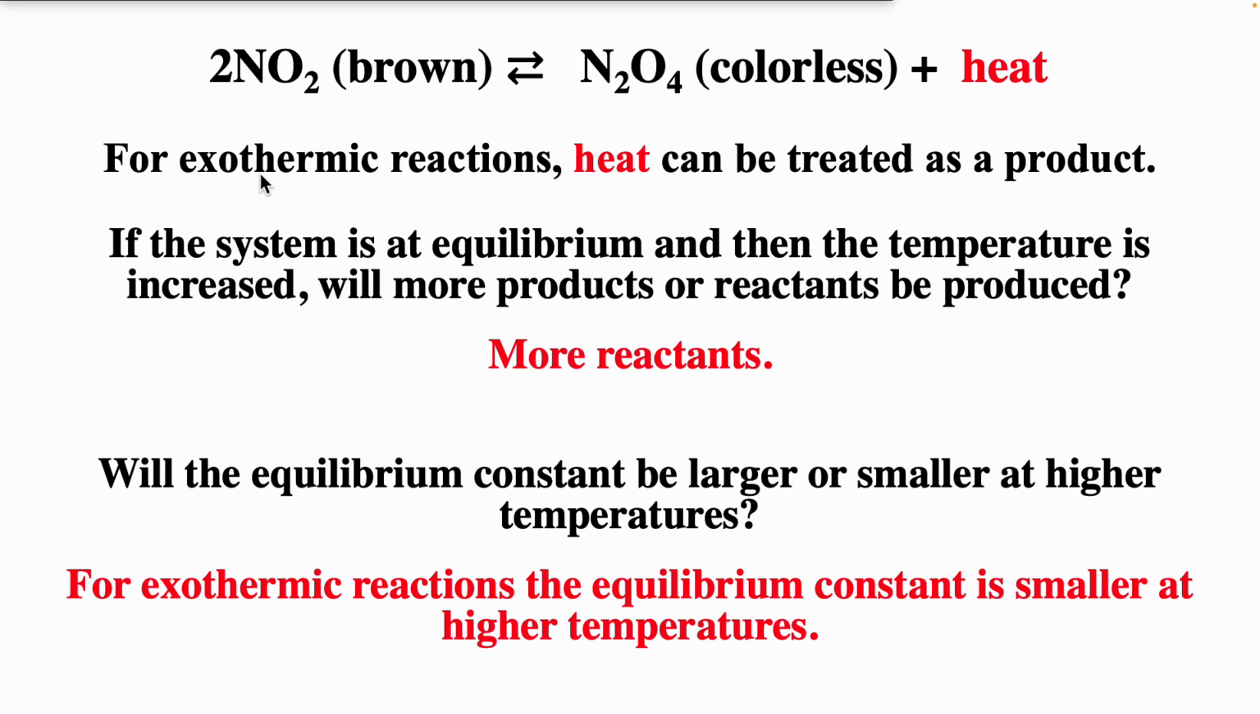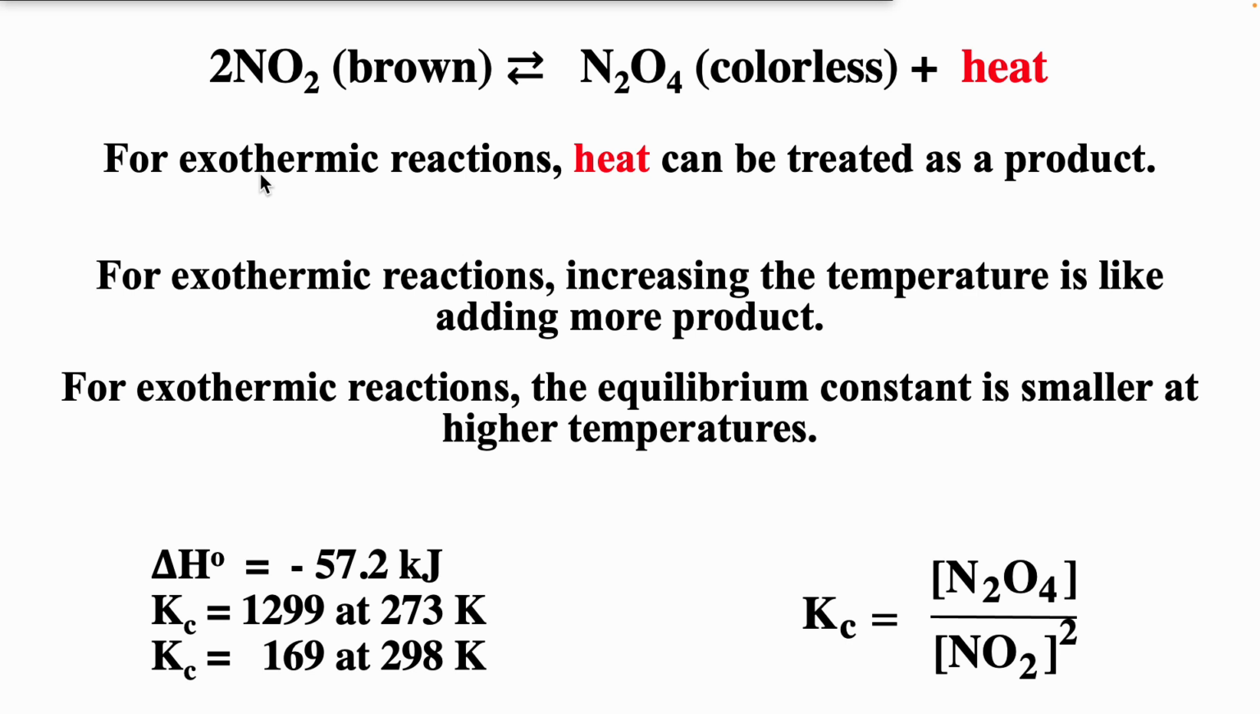It's just the opposite for endothermic reactions. For endothermic reactions, higher temperature means a larger equilibrium constant. For exothermic reactions, higher temperature means a smaller equilibrium constant. For this reaction, we see that at 0 degrees Celsius, Kc equals 1299. At 25 degrees Celsius, it decreases to 169.